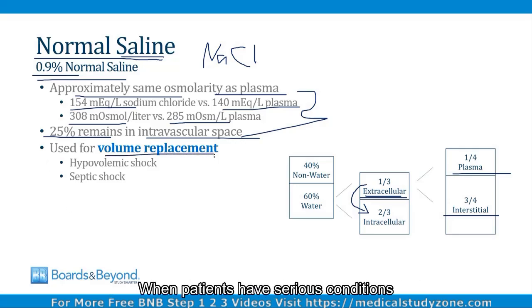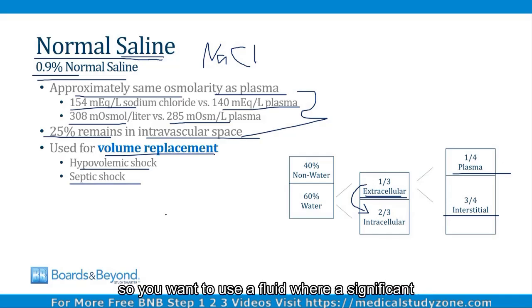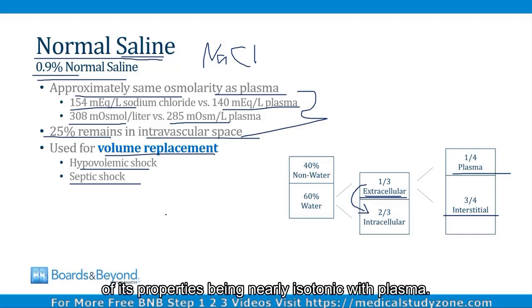When patients have serious conditions like hypovolemic shock or septic shock, their blood pressure can become dangerously low. So you want to use a fluid where a significant proportion of the fluid is going to stay in the vascular space and raise the blood pressure. And that's where normal saline is useful because of its properties being nearly isotonic with plasma.